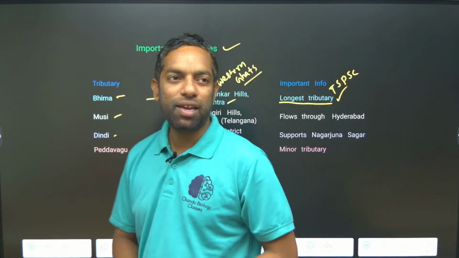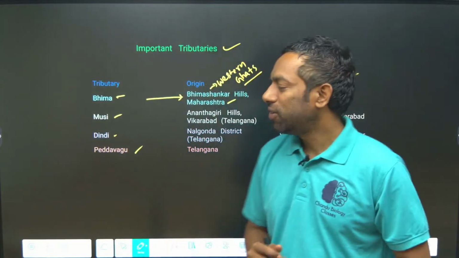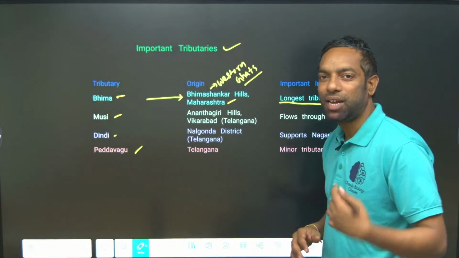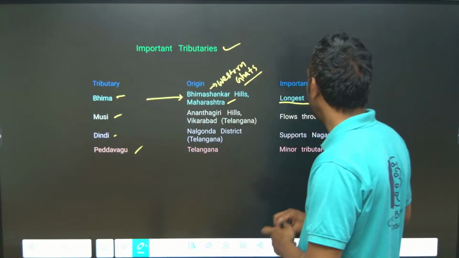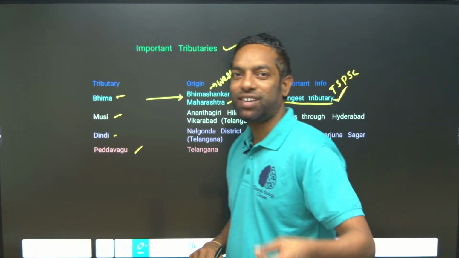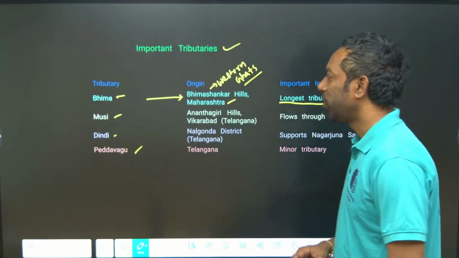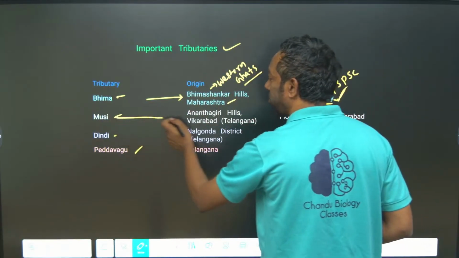Bhima is of big size, like a giant, so remember Bhima is the longest tributary of the Krishna. Bhima is the Pandava and Krishna is the director, so in that way you can remember it.